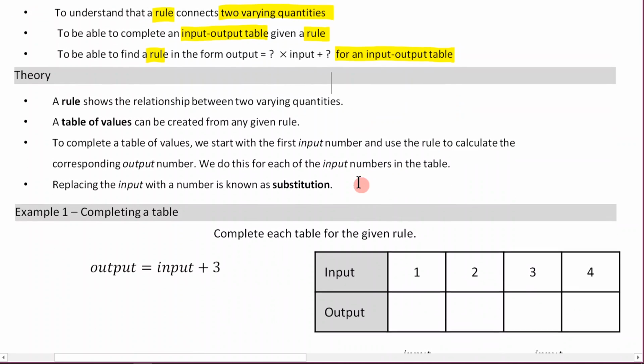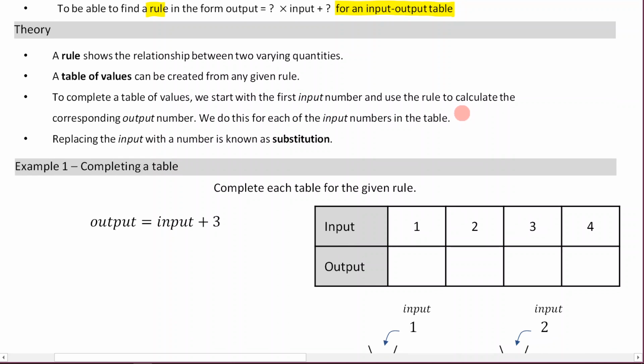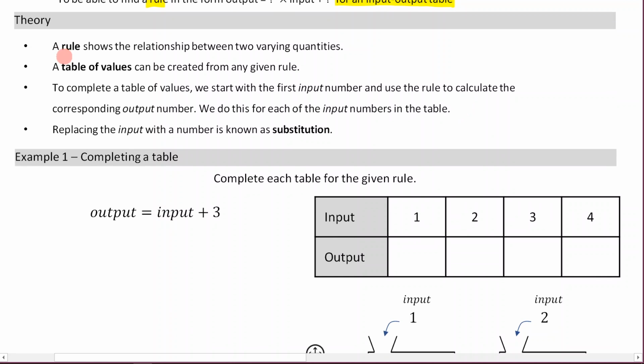Okay, let's just begin by going through a little bit of theory here. So, what is our theory? A rule shows the relationship between two varying quantities. A table of values can be created for any given rule. To complete a table of values, we start with the first input number and use the rule to calculate the corresponding output number. We do this for each input number in the table. And replacing the input with a number is known as substitution.